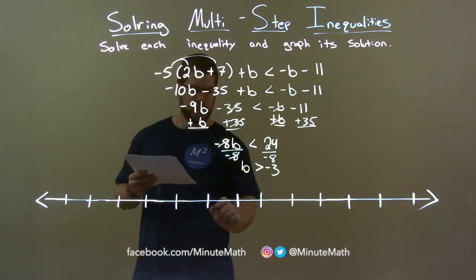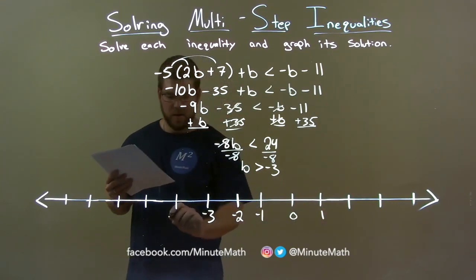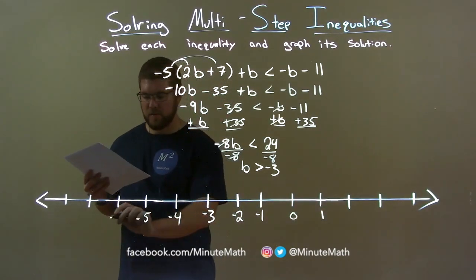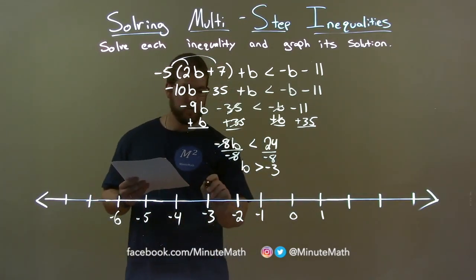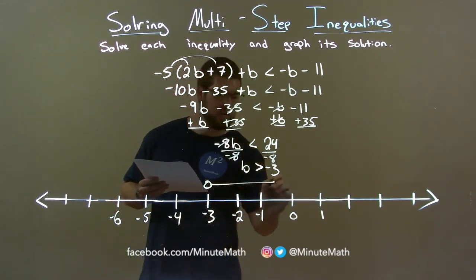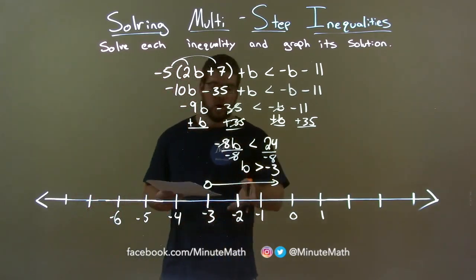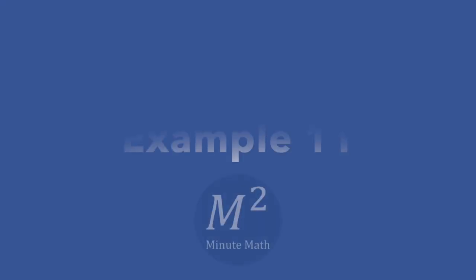So let's graph this. Negative 3 here, negative 2, negative 1, 0, 1, and negative 4, negative 5, negative 6 here. b is not equal to negative 3, so we have an open circle at negative 3. b is greater than, so the arrow goes to the right, and there we have it. Our graph matches our final answer. b is greater than negative 3.